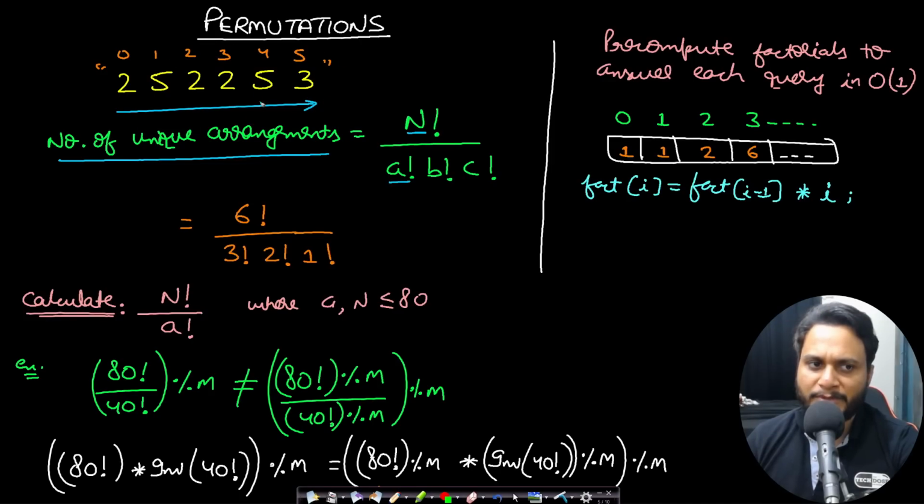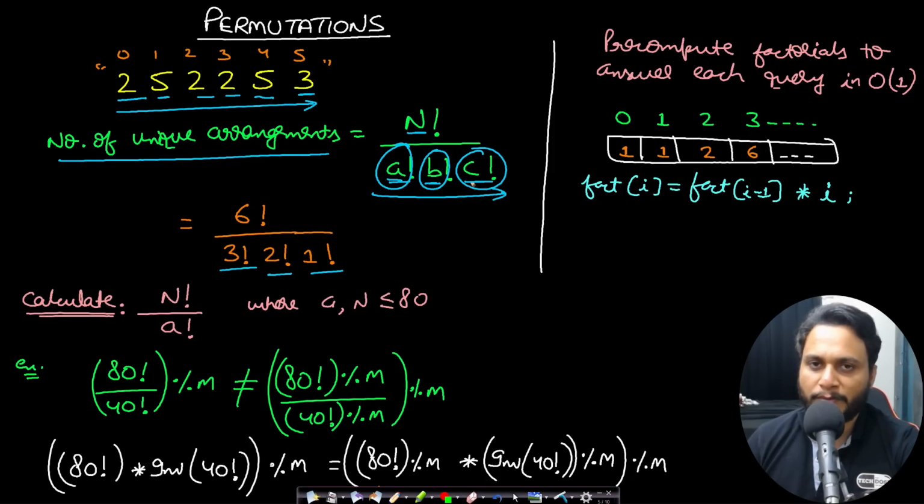A factorial means the repetition of 2, that is 2 is repeating 3 times, so a factorial will be 3 factorial. B is the repetition of 5, 5 is repeating 2 times, so 2 factorial. C is the repetition of the third digit, which is 3, repeating only 1 time, so 1 factorial. So in the denominator you need to take the factorials of the groups. For each unique digit, you divide by how many times it repeats, right? I hope you already know this.